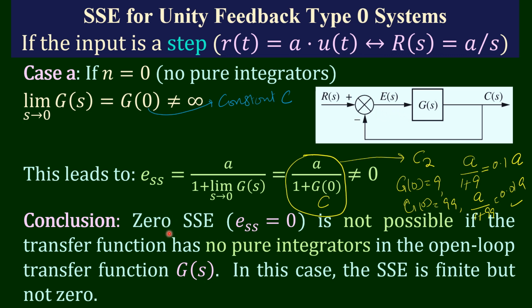So here we say that zero steady state error is not possible if the transfer function has no pure integrators in the open loop transfer function G(s). In this case, the steady state error is finite but not zero.